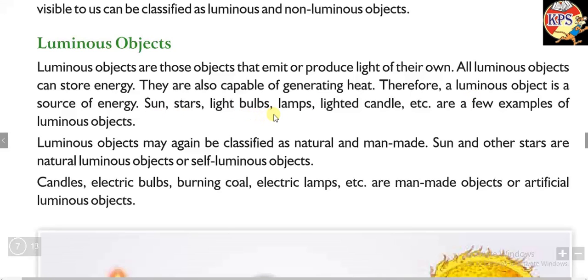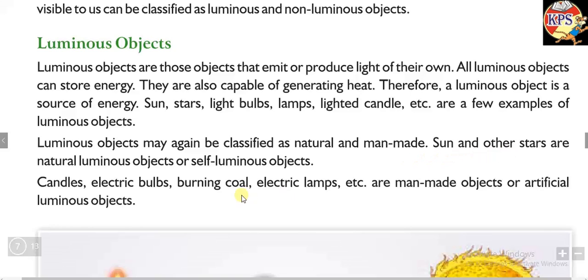Sun, stars, light bulb, lamp, lighted candle, etc. are a few examples of luminous objects. Sun, stars, light bulbs, lamps, lighted candles, and a few other things emit their own light, so they are called luminous objects. Luminous objects may again be classified as natural or man-made.